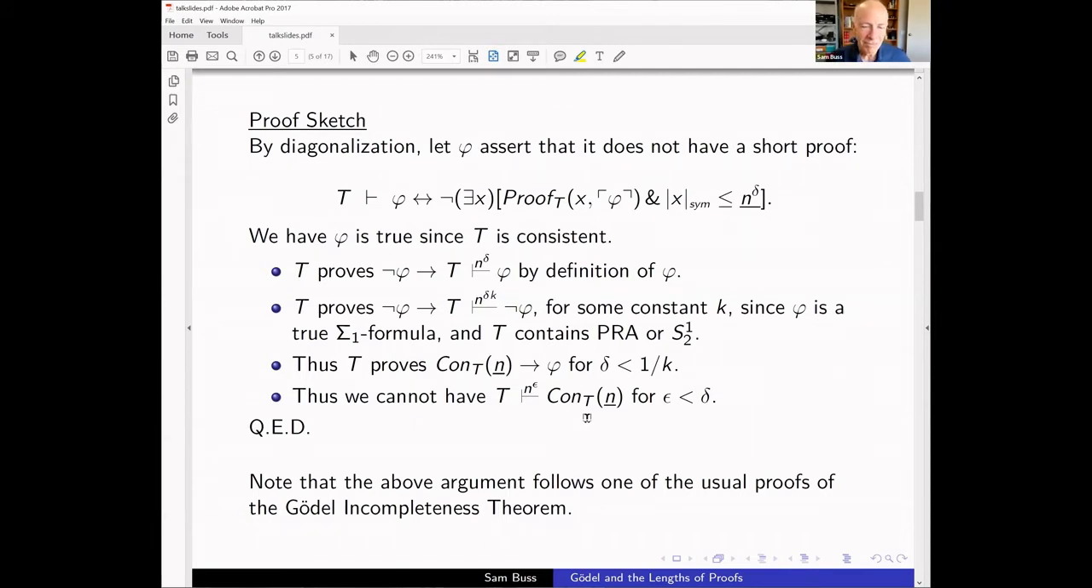So here's the proof sketch, and this very much follows the usual proof of the Gödel incompleteness theorem. We can diagonalize in the usual way and get a sentence phi that says it doesn't have a short proof. And furthermore, t proves this fact. So t proves that phi is equivalent to the statement, there does not exist a proof of phi of symbol length less than or equal to n to the delta. And delta is some small constant, which we'll see in a minute where it has to be.